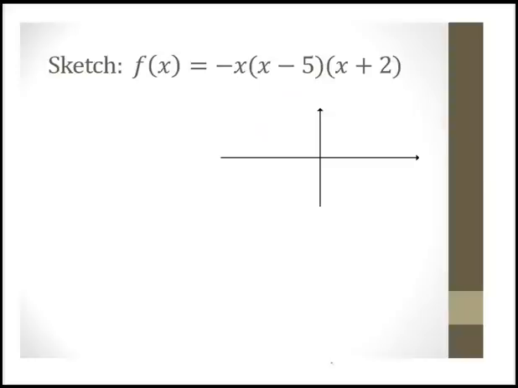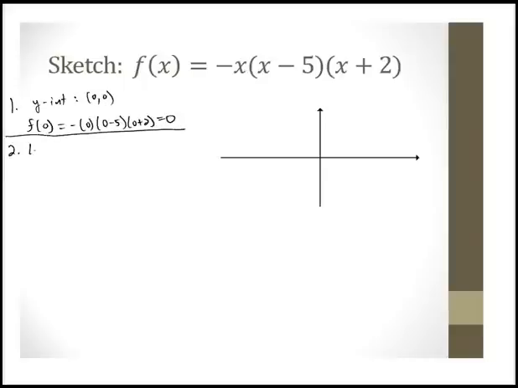Sketch the function f of x equals negative x times (x minus 5) times (x plus 2). Alright, so the first thing I'm going to do is find the vertical intercept. Right, to find the y-intercept, we'll evaluate f of 0. And f of 0 would be the opposite of 0 times (0 minus 5) times (0 plus 2), and that's 0. So the y-intercept then is (0, 0).